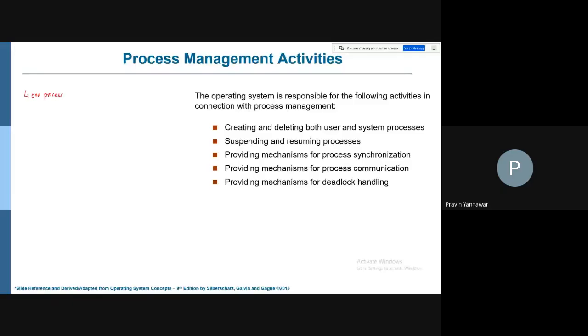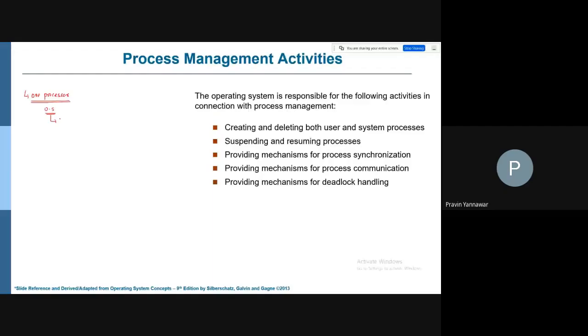Management activities. Since we have only one processor available here, we just have one processor. So we don't have many processors. We could also have a system where multiple processors are there. Let us take a scenario for one processor.